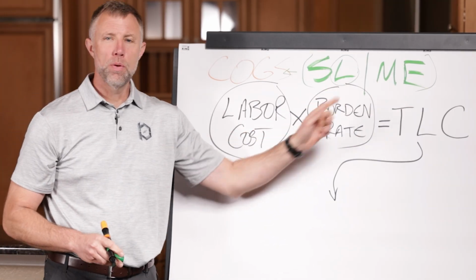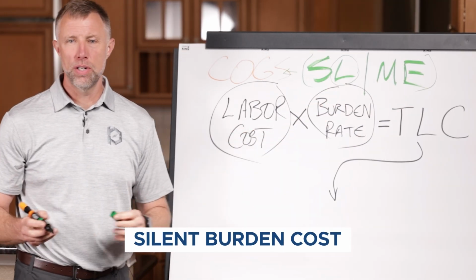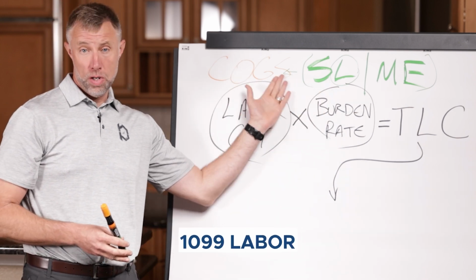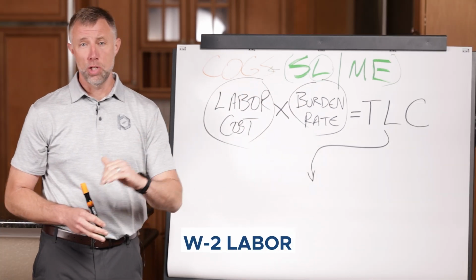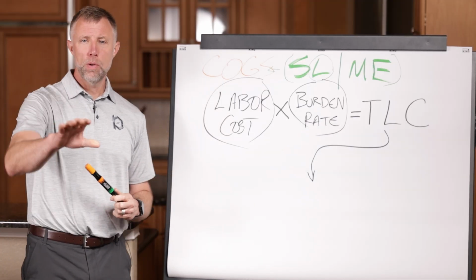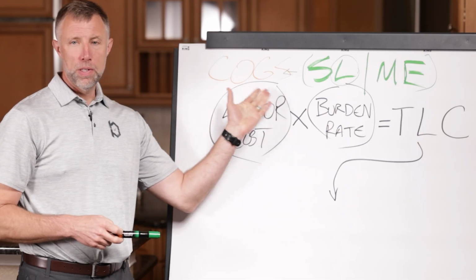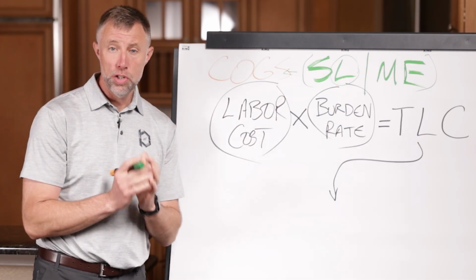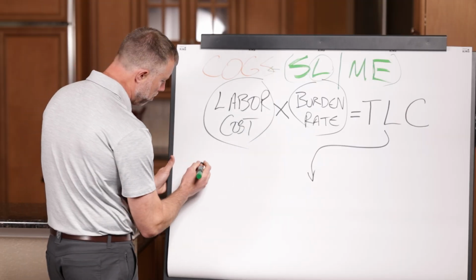And one of the things that we've got in here is that silent burden cost of this labor, whether it's 1099 labor that gets caught in the cost of goods, or it's actually W-2 labor that is caught in the overhead of your business. And so I want you to think about it like this. When you're trying to put together your cost of goods, we need to identify what the slime is when we're doing good job costing. Job costing reminder is super simple.